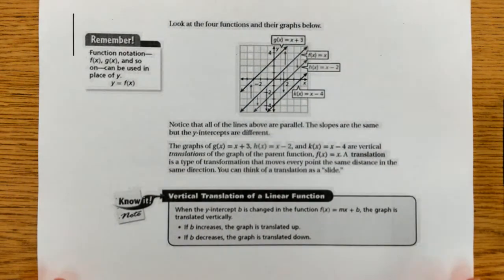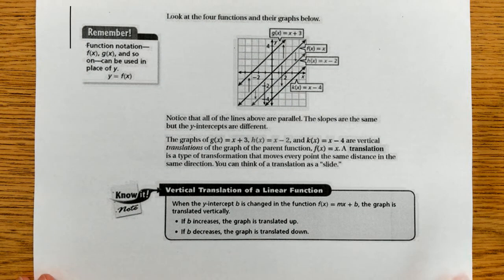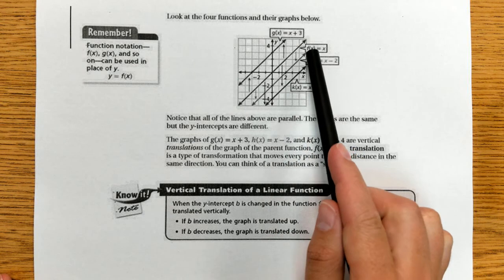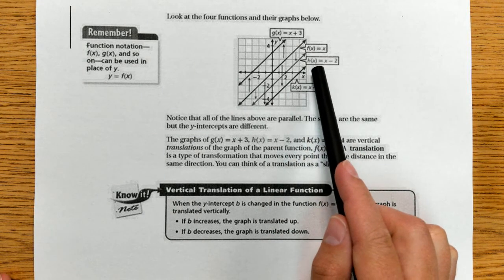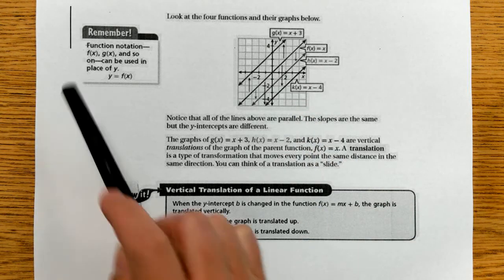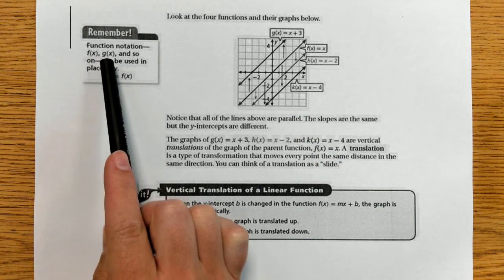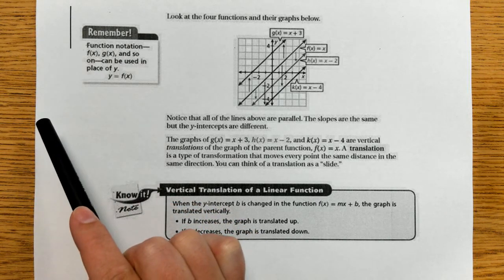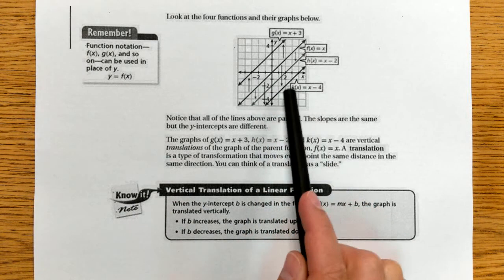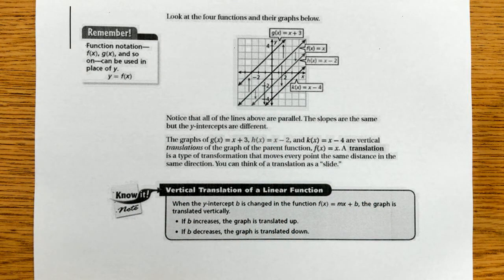So in this graph here, we have 4 functions listed and their graphs. So we have g of x equals x plus 3, f of x equals x, h of x equals x minus 2, and k of x equals x minus 4. Remember function notation, f of x, g of x, and so on can be used in place of y. And you can do different letters, f, g. See, we have g, f, h, k. Doesn't matter what that first letter is. And the letter that's in the parentheses is the variable that we're dealing with in our function.